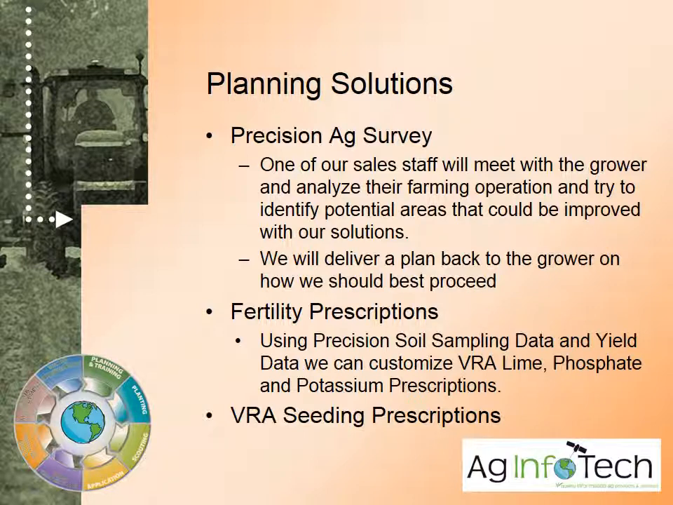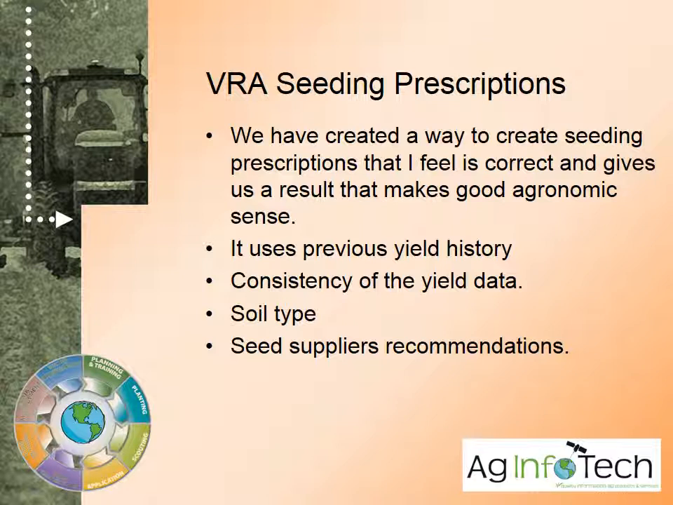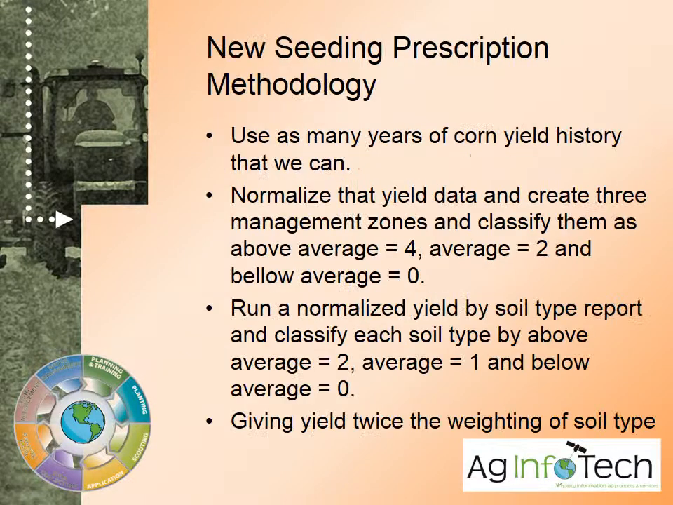We also focus a lot on variable rate seed prescriptions. We've come up with a new way, and I think a unique way, to create seeding prescriptions that I feel is correct and gives us the result that makes good agronomic sense. It uses previous yield history, looks at the consistency of the yield data, it uses the soil type, and I feel, most importantly, it uses the seed supplier's recommendations.